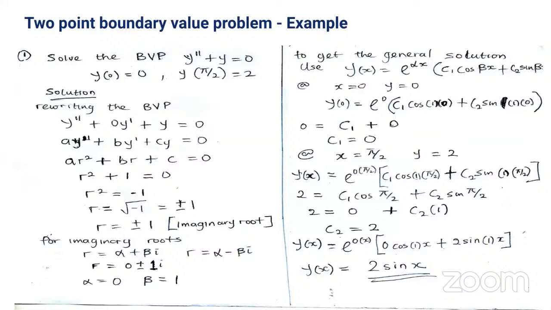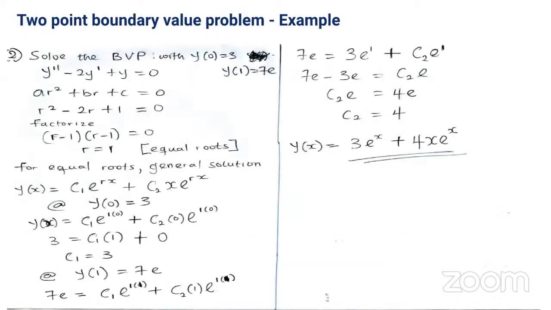We have e raised to the power 0 times x, times 0 cos 1 x plus 2 sine 1 x. If we do the math, we have that 2 sine x is the general solution. So it is a unique solution for every y at x instance for this particular problem. So let's go to the next example.